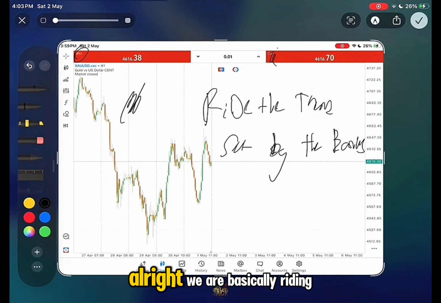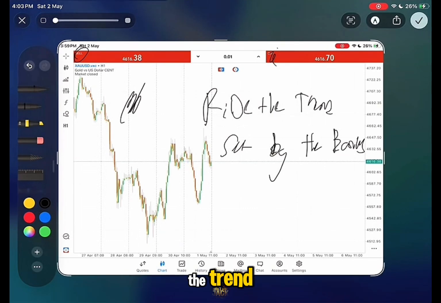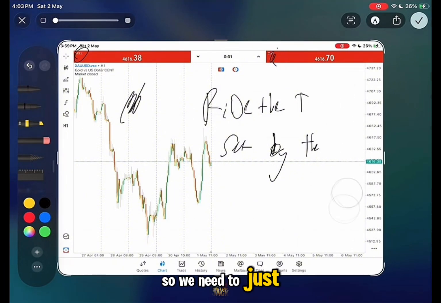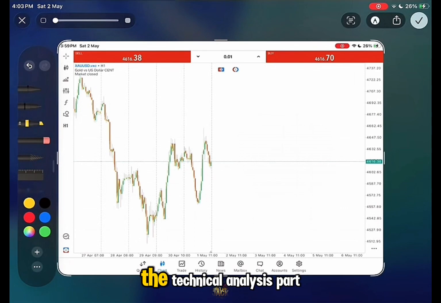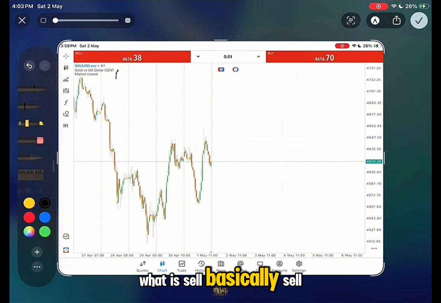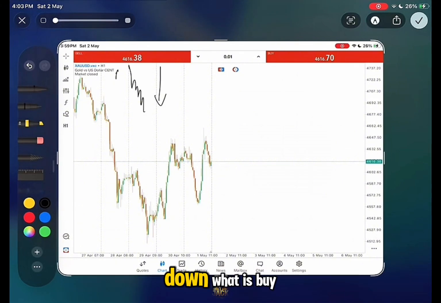All right. We are basically riding the trend, which is set by the banks. So we need to just follow the banks. And how do I follow the banks? I'll teach you guys in the technical analysis part. As for now, what is sell? Sell means down. What is buy? Buy means up.